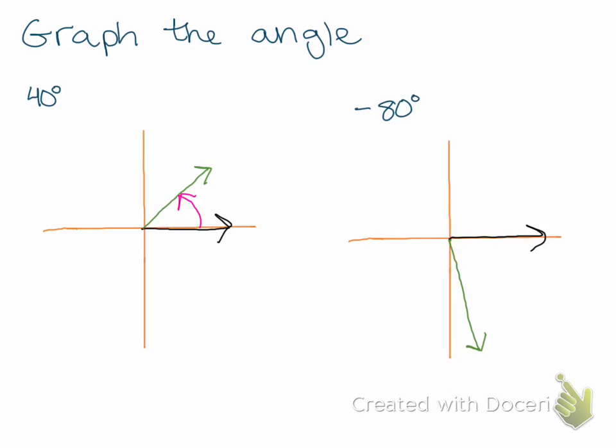There's my terminal side. Now remember, because it's negative, I'm going to start on the bottom of my initial side this time and go clockwise. So I'm going to go to there, draw my arc with an arrow, and now I'm done. Okay? Let's try another one.